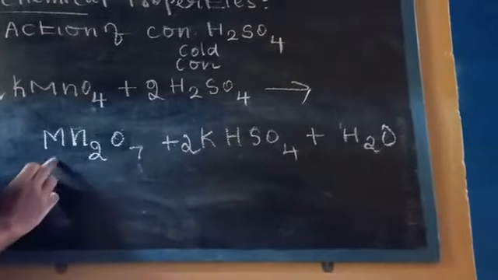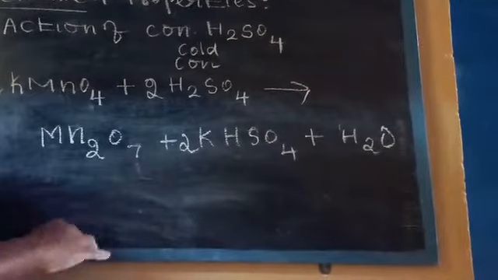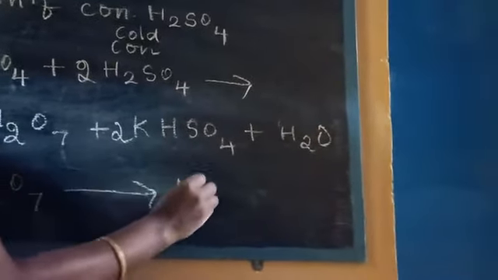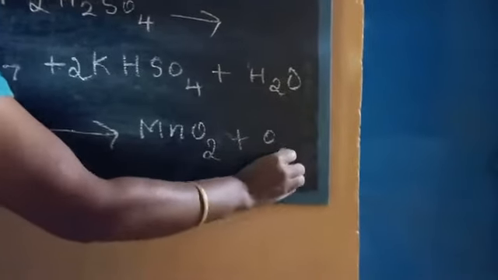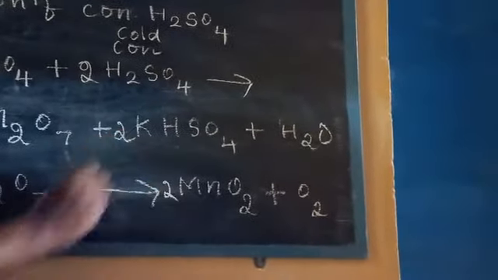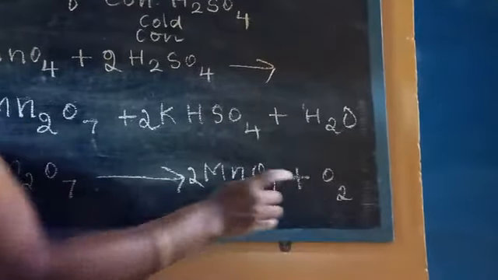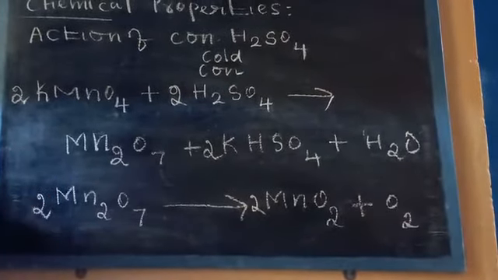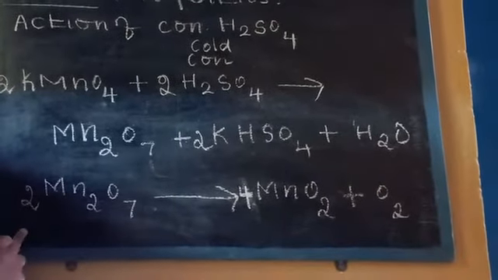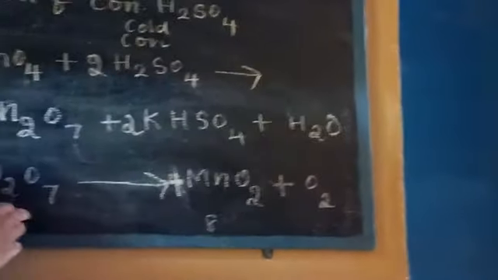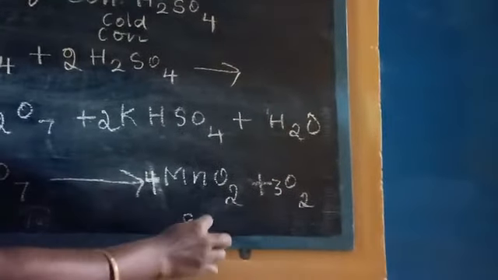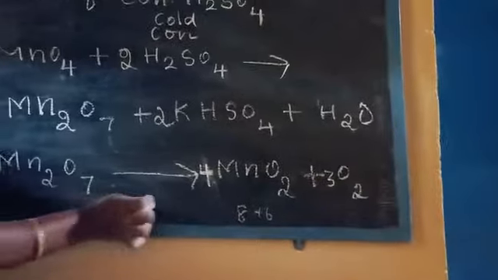This Mn2O7, manganese heptoxide, is explosive in nature. Again it decomposes: Mn2O7 decomposes to give MnO2 plus oxygen. Now balance the reaction. Mn2, so multiply by 2. Oxygen is 7; 2 2s are 4, plus 2 is 6, not balanced. So multiply by 2. Manganese 2 2s are 4, so here it is 4. Oxygen 7 2s are 14. 4 2s are 8 here, 14 needed, remaining is 6, so 3 2s are 6. 8 plus 6 is 14.